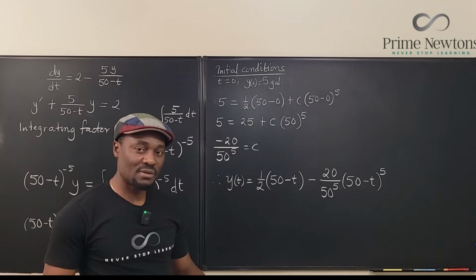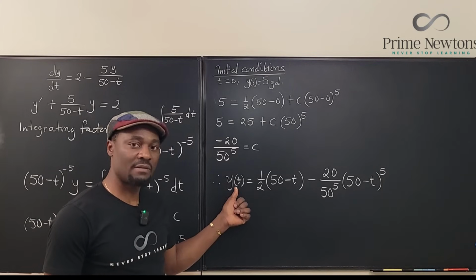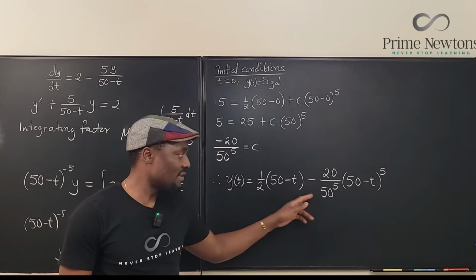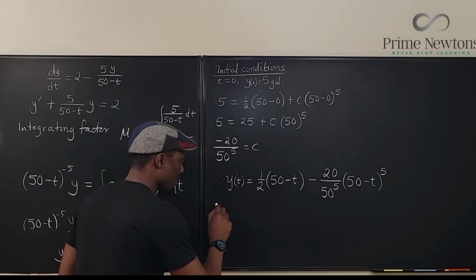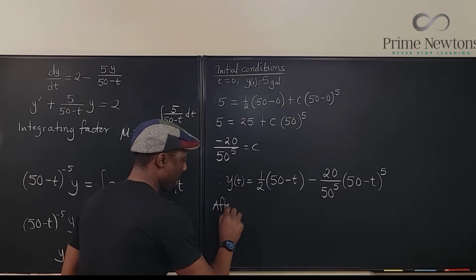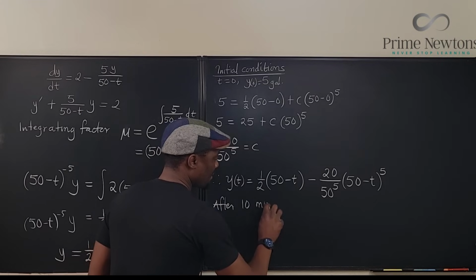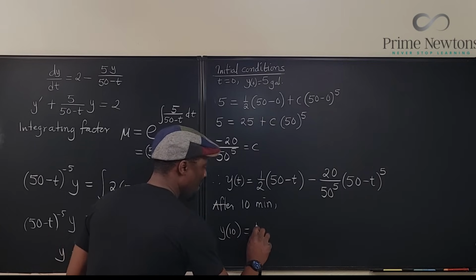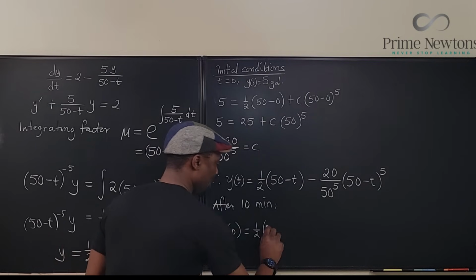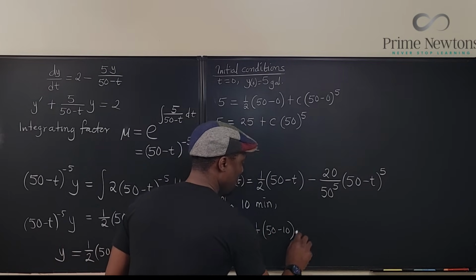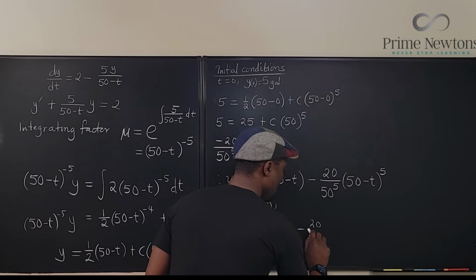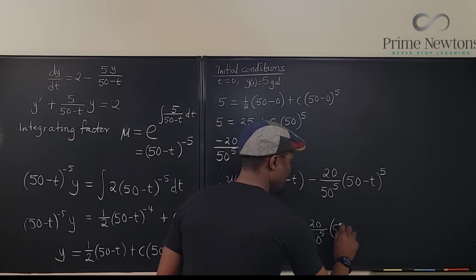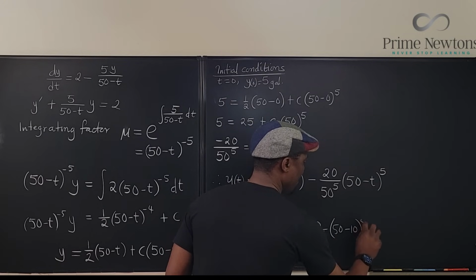So what is the mission? To find how much alcohol will be left in the tank after 10 minutes. I just need to plug in 10 everywhere here and get my answer. So we have after 10 minutes, y of 10 is going to be 1/2 of 50 minus 10 minus 20 over 50 raised to power 5 times 50 minus 10 raised to power 5.